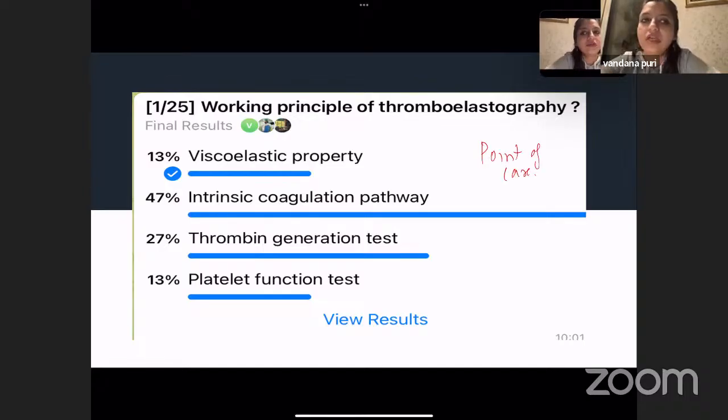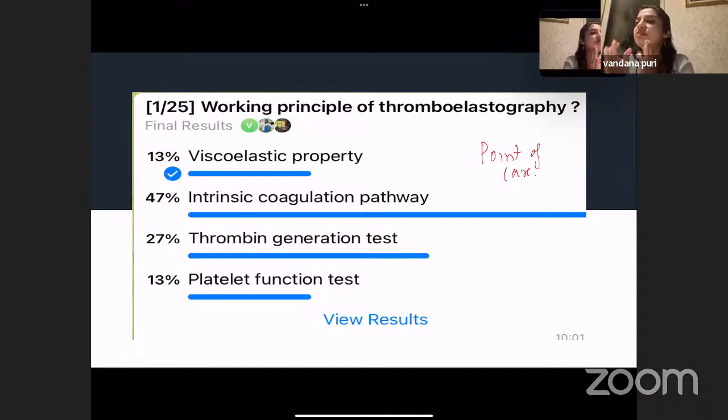What does point of care testing mean? Point of care testing is one testing which you can do on the OT table itself. So when you have a patient with you and you want to immediately identify whether the patient is going to bleed or not, especially in the patients who have a high tendency of bleeding, big surgeries like cardiothoracic surgeries, brain surgeries, in such patients we usually do thromboelastography.